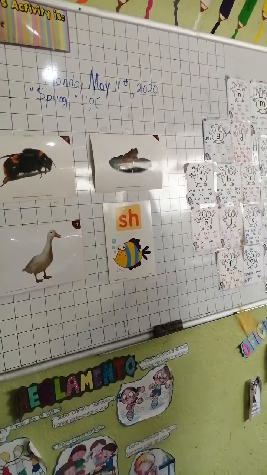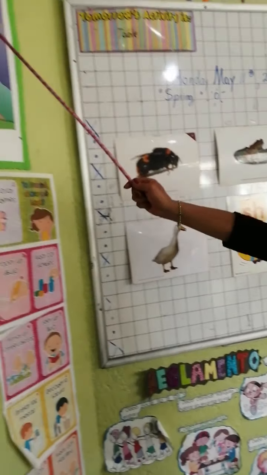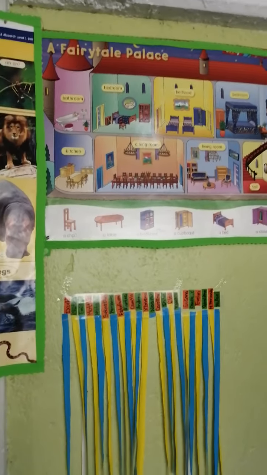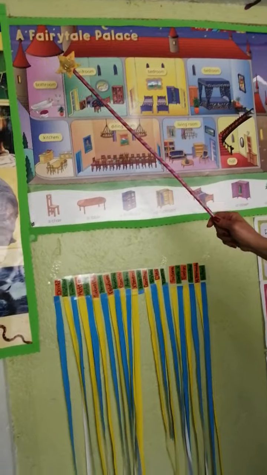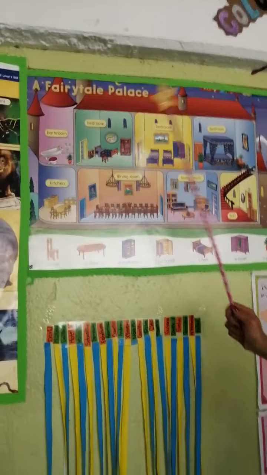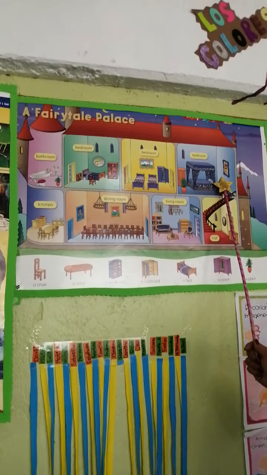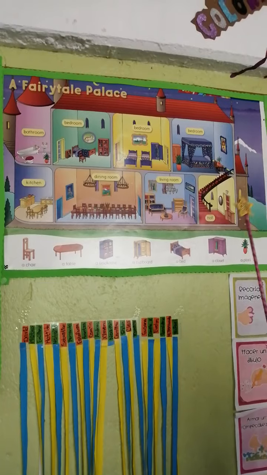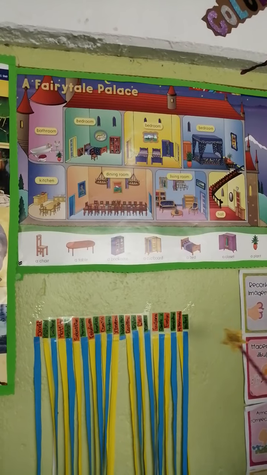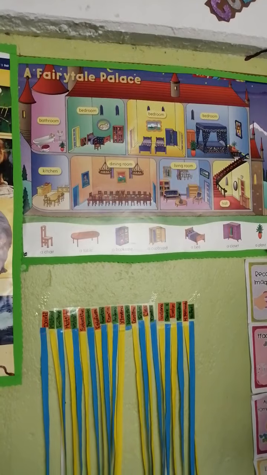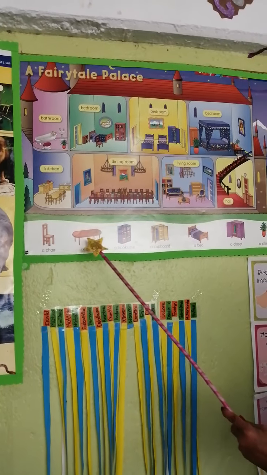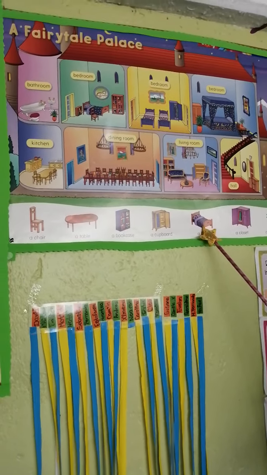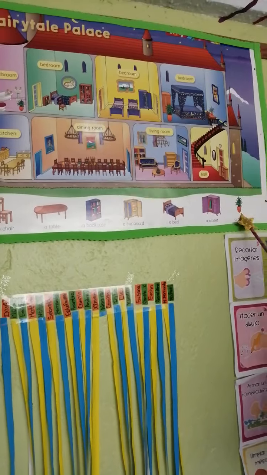Okay, kids, now we are going to check this poster again, because last week I showed you this poster. Okay, everybody repeat, please. Bathroom, bedroom, kitchen, dining room, living room, and hall. Okay, good. And we have here the things that are in a house. A chair, a table, a bookcase, a cupboard, a bed, a closet, a plant.